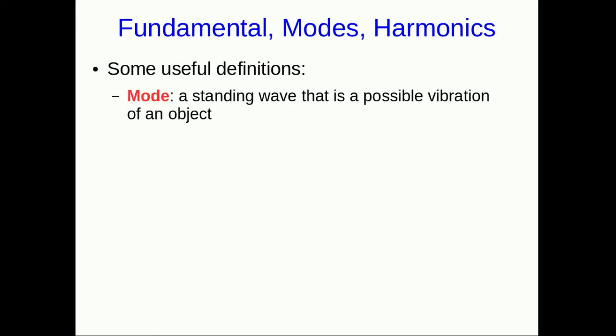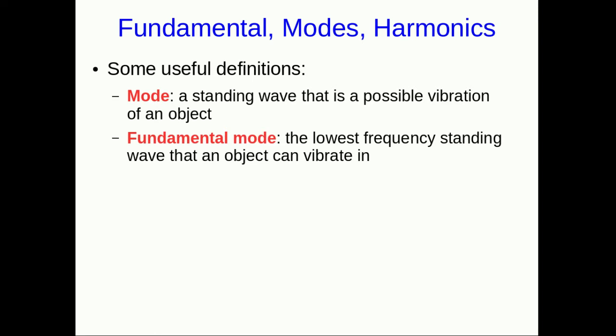define them. First of all, a mode. So we have some object, and it's able to vibrate in a bunch of different ways. Each of those vibrations is a different standing wave. And we call all those possible vibrations modes. The fundamental mode: if you find all of the possible modes, now find the one with the lowest frequency or the longest wavelength, same thing.